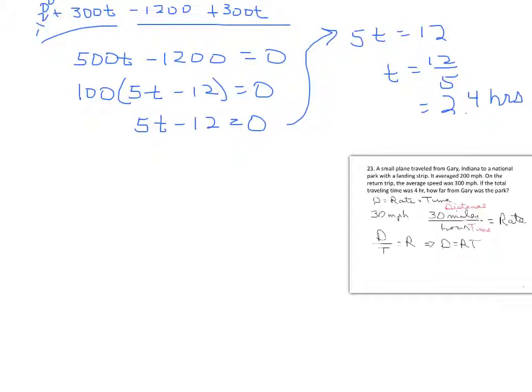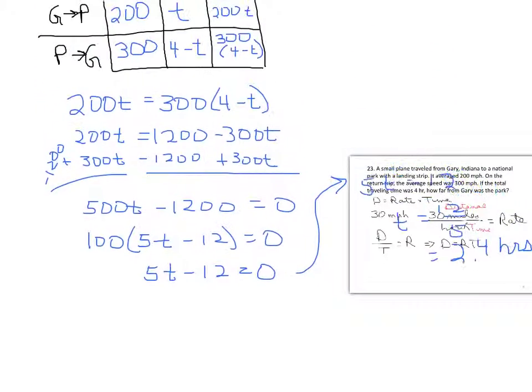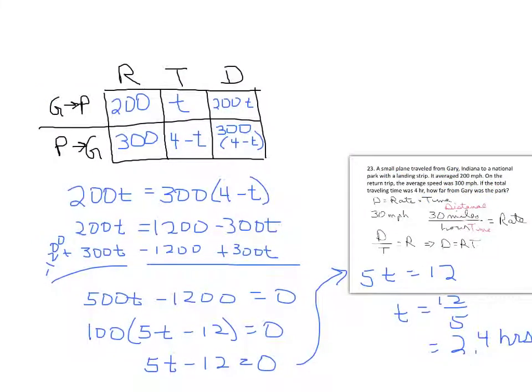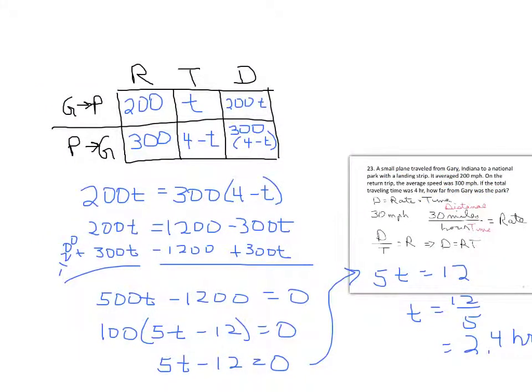So that's the time it takes to go in one direction. Now we need to know the distance, and the distance is the rate times the time. So let's look at our chart again to get a feel for what we're talking about. And we found out that the time here is equal to 2.4 hours.